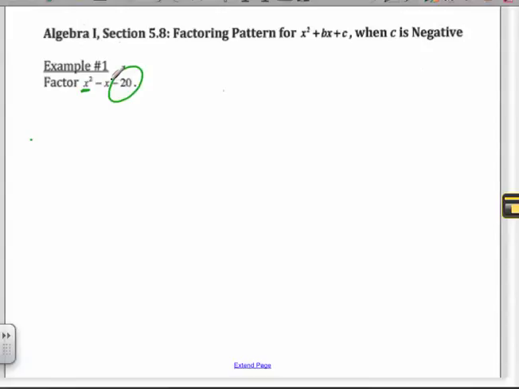It says that the coefficient of x squared is 1. Let me write this a little bit bigger just so old people can see it.